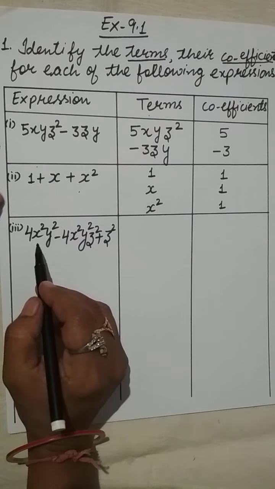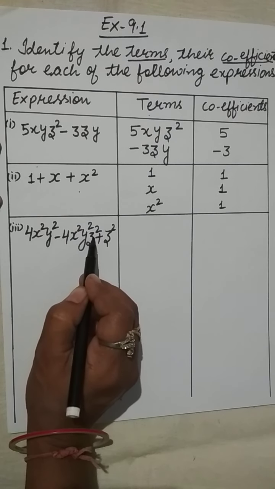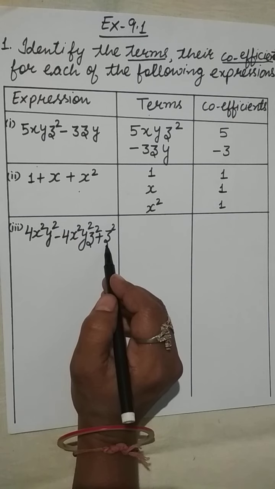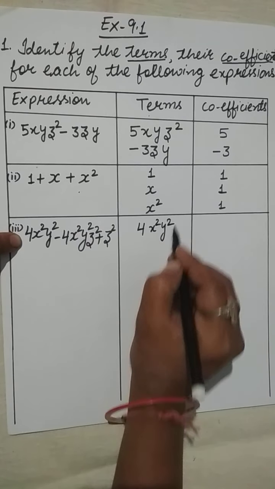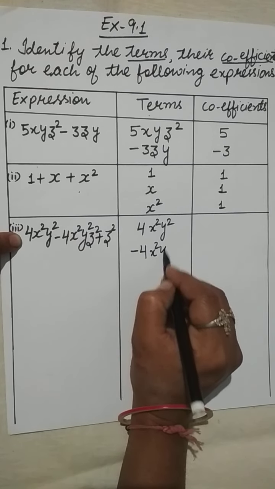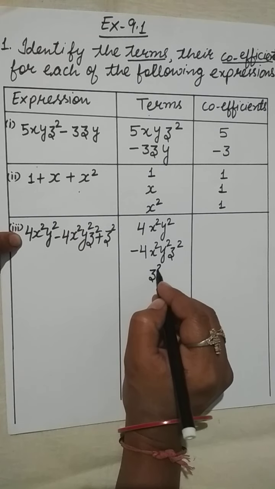Third part is 4x square y square minus 4x square y square z square plus z square. In all the algebraic expressions, we have to firstly write down the terms and then their coefficients. Here the terms are 4x square y square, then the next term is minus 4x square y square z square, and the last term is z square.